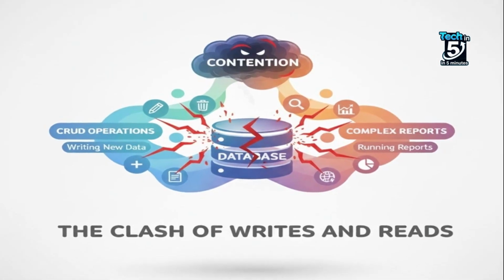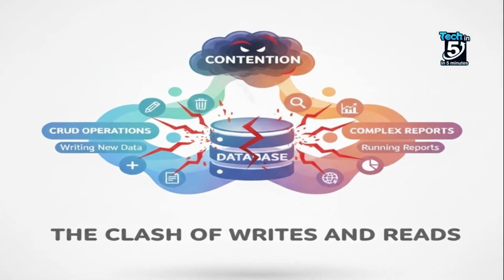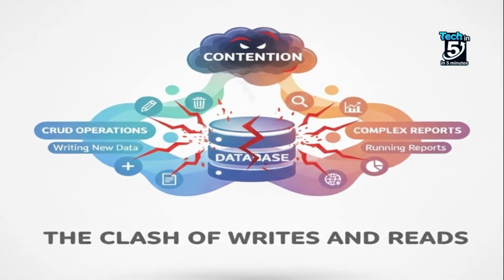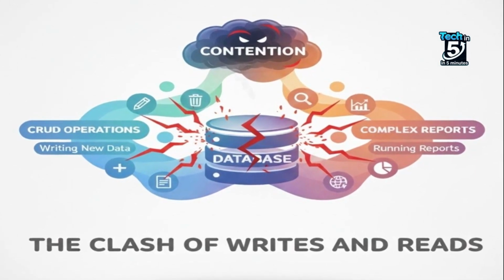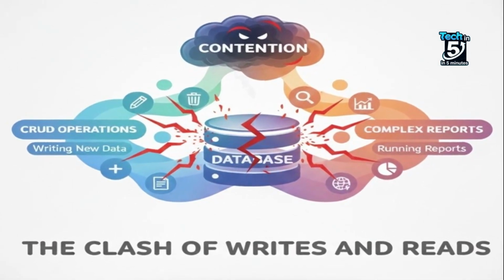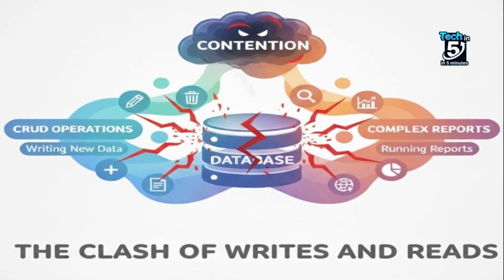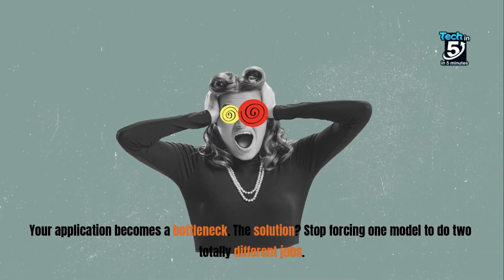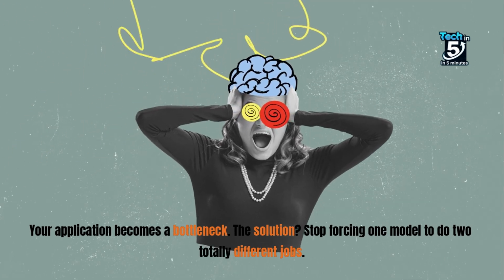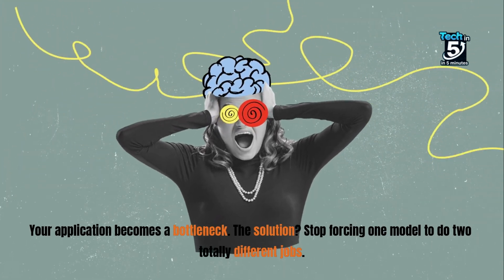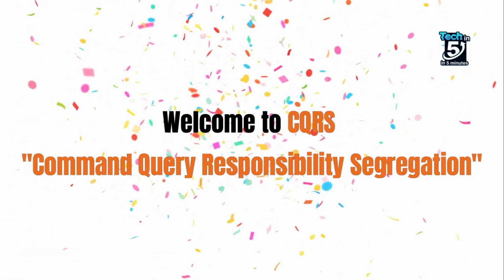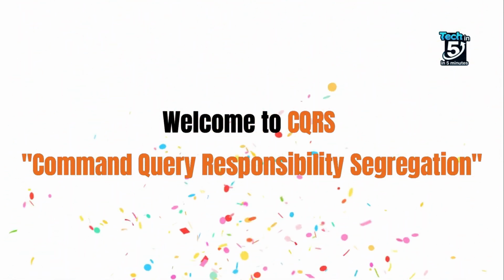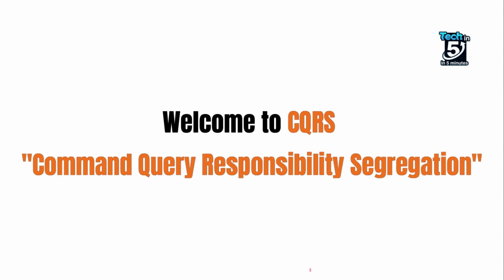This leads to a huge problem. Contention. The model optimized for fast writes is terrible for slow, complex reports. They clash constantly. Your application becomes a bottleneck. The solution? Stop forcing one model to do two totally different jobs. Welcome to CQRS, Command Query Responsibility Segregation.